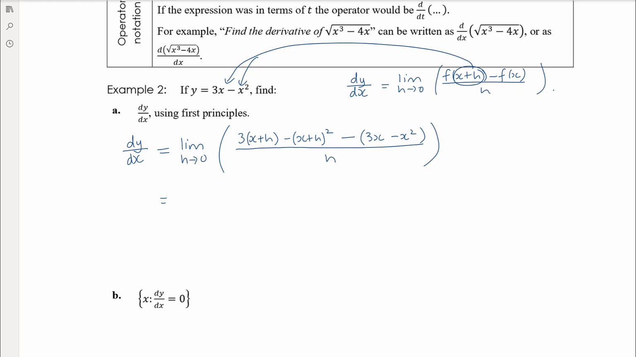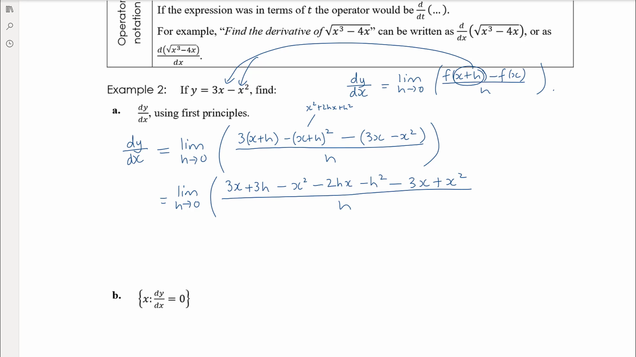Alright, let's expand out the numerator. Limit as h approaches 0. I haven't taken my limit yet, so my derivative is equal to the limit of this expression. Let's expand out the brackets. So we've got 3x plus 3h. Now x plus h all squared, remember, is x squared plus 2hx plus h squared. And so we're subtracting all of that. So we're going to have minus x squared minus 2hx minus h squared. And then again, we're subtracting f of x, so it's minus 3x and plus x squared. Okay, and we've got all of that over h.